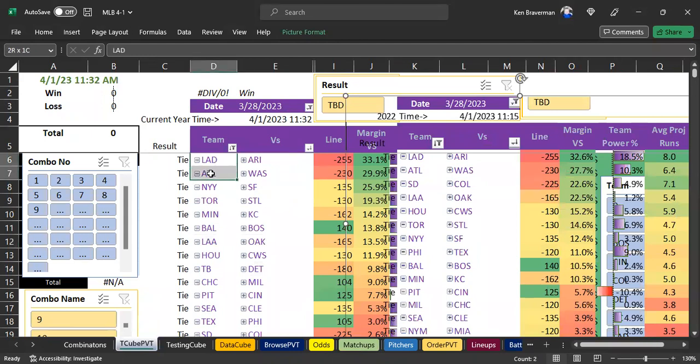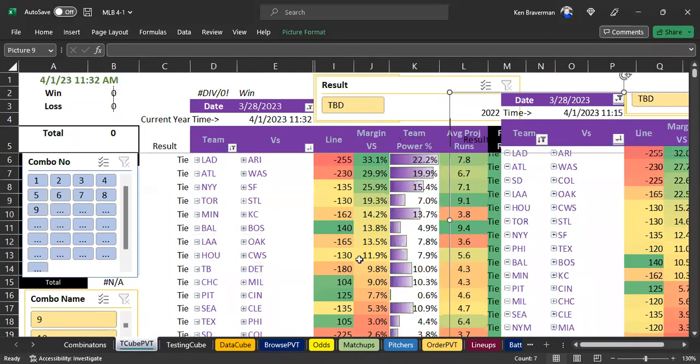You know what they are? Dodgers, Atlanta, Yankees, Toronto, Minnesota, Baltimore, Houston. Why? Because all those games are above 10% margin when we're looking at 2023 batting stats, which I'll talk about in a second, really briefly.